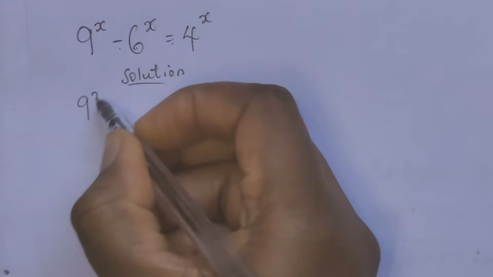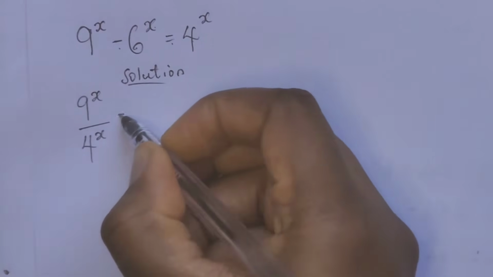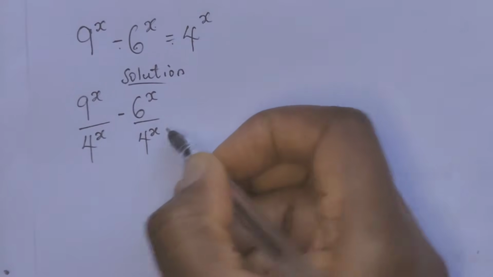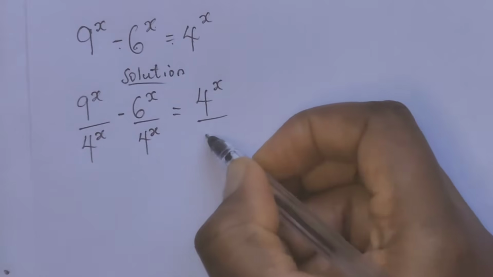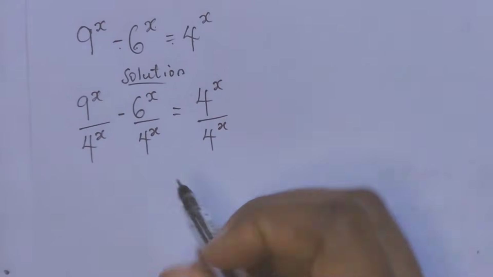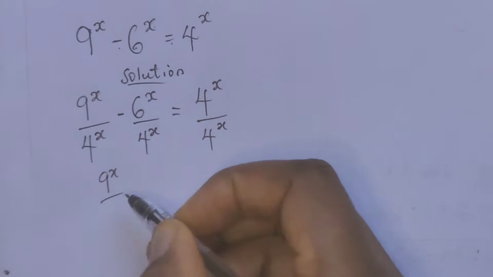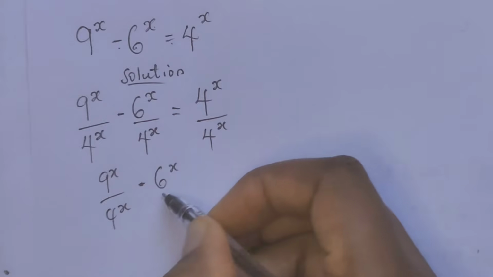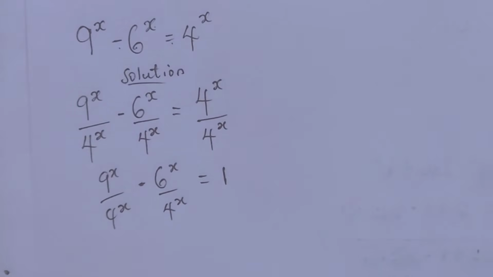So we have 9 to the power of x all over 4 to the power of x minus 6 to the power of x all over 4 to the power of x to be equal to 4 to the power of x over 4 to the power of x. So when we divide this, we have 9 to the power of x over 4 to the power of x minus 6 to the power of x over 4 to the power of x to be equal to 1.